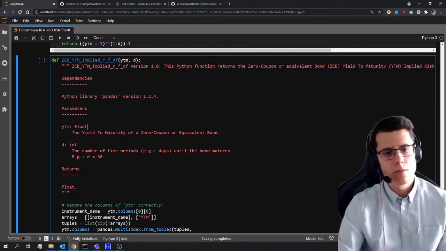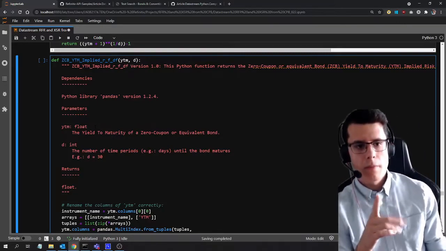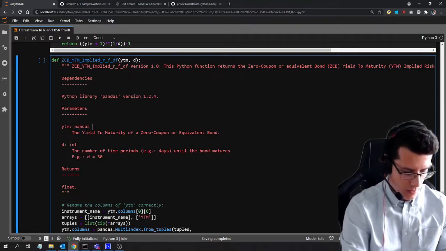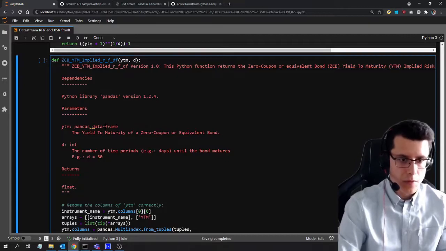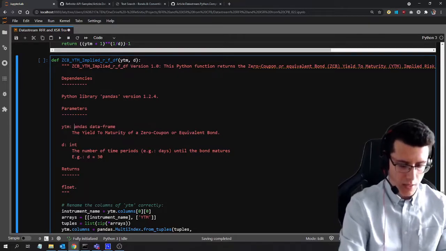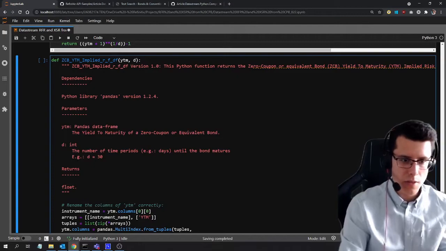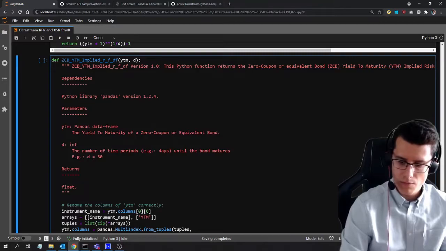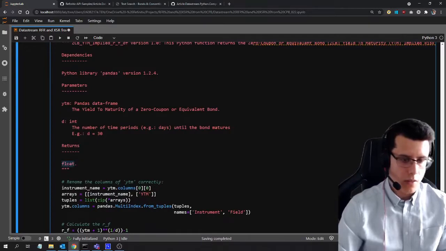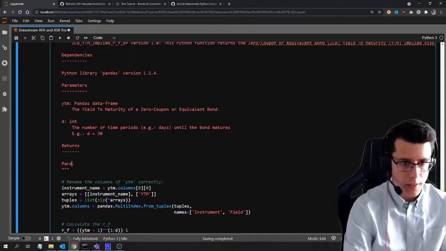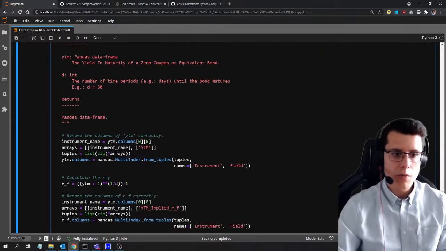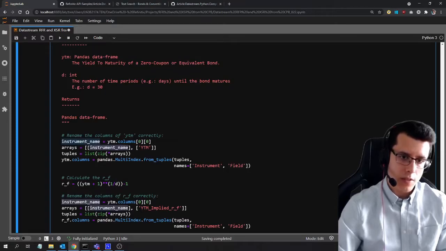So it does not, you don't want to put in a float. You want to put in a pandas data frame. Let's go back to the start. Pandas is either a company or like a, I don't know, institution of some kind. So let's capitalize it. And D is going to be an integer. And it returns a pandas data frame. All right. So now we've got our data frame.